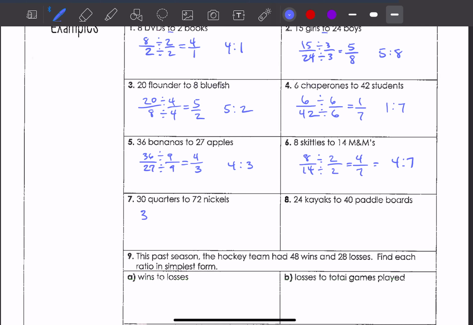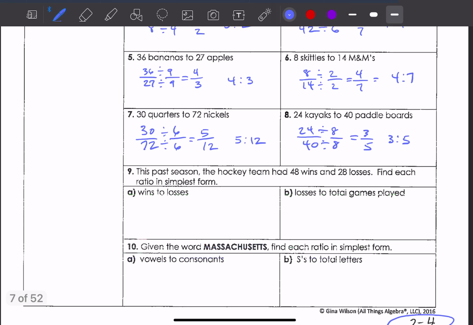30 quarters to 72 nickels. The greatest common factor for each of these numbers is 6. I get 5 over 12. 5 colon 12 is the other way to write it. And then 24 kayaks to 40 paddle boards. The greatest common factor of these numbers is 8. So I get 3 over 5, or 3 to 5. So there's a bunch of ratios simplified.